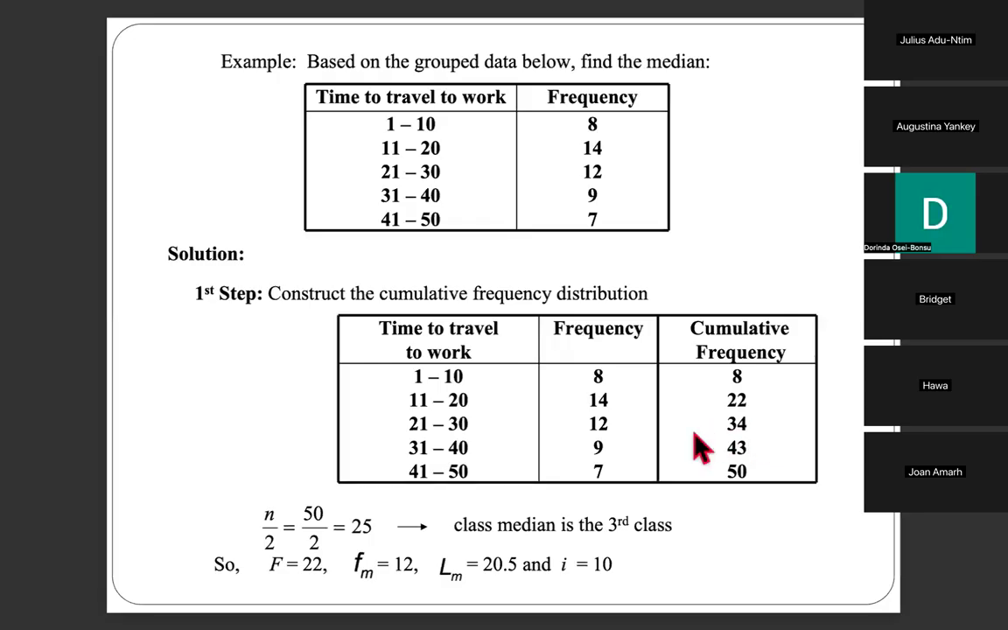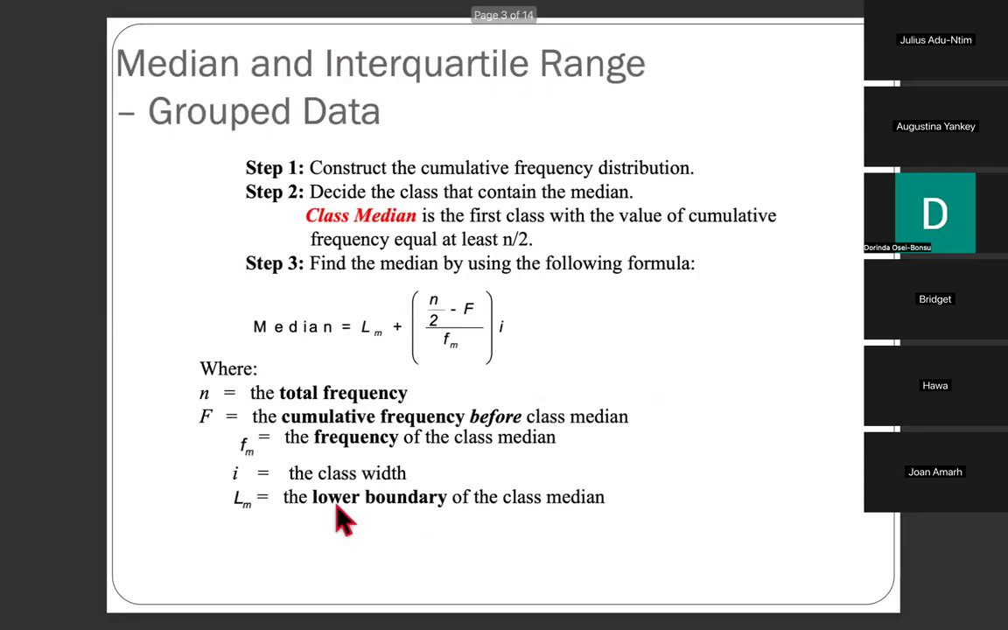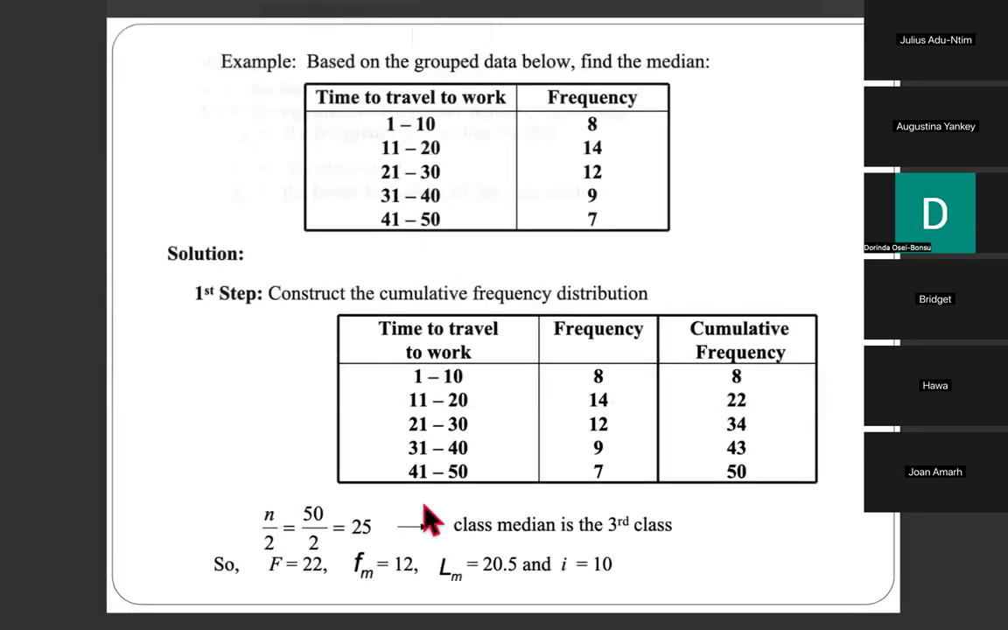So this side becomes our median class because the 25th position will be found here. Now that we know our median class, what will be the lower class boundary? The lower boundary of what? The median class. So this is where our median class lies.